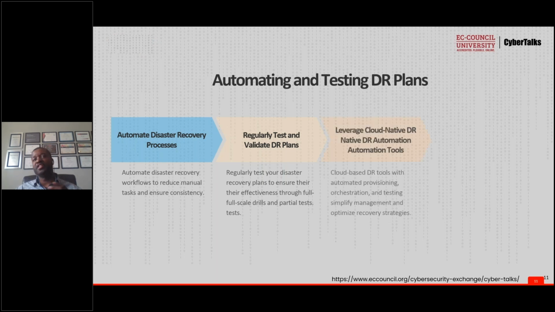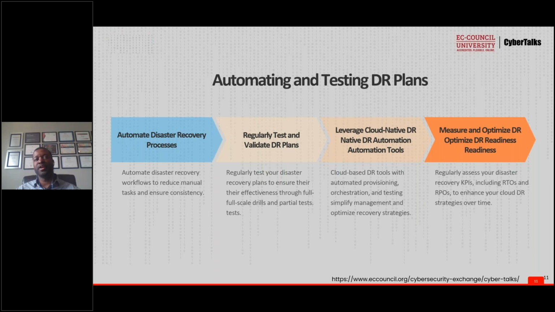The third step is leveraging cloud-native DR automation tools. Modern platforms simplify orchestration, provisioning, and testing, all in one place, making it easier to manage and scale your DR environment. And finally, focus on measuring and optimizing readiness.